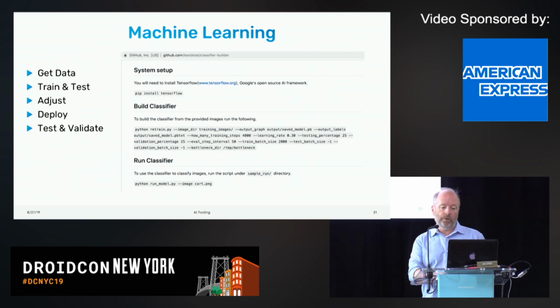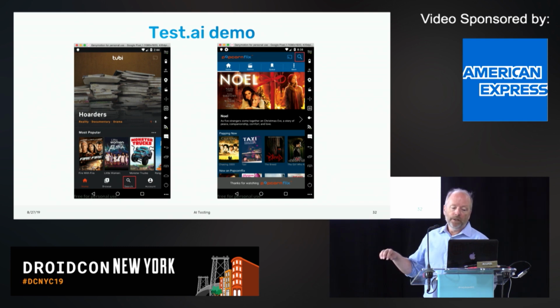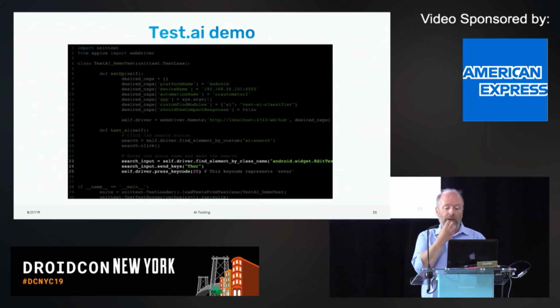So next, what I want to do is see if I can do a more generic one. In this case, we have two search buttons for two different apps. We have one that's on the bottom menu bar, and one that's on the top. Just to do a little bit extra too, we want to just search for the movie Thor.